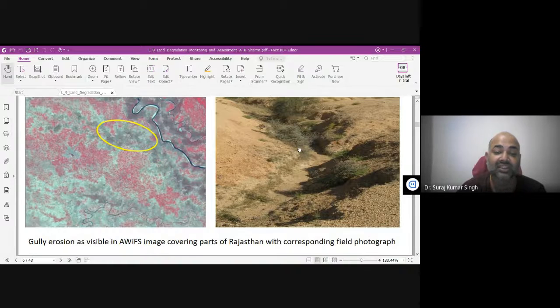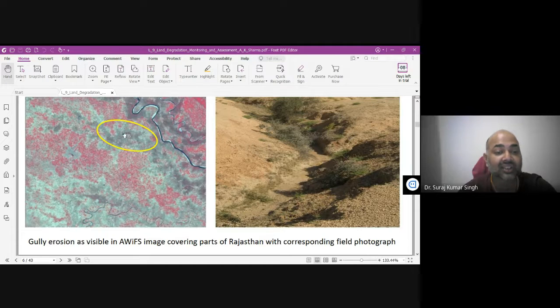So you can see these gully ravines, how they will be seen in satellite images and how they will be seen on the ground. You can see gully erosion as visible in an Advanced Wide Field Sensor image, that is a satellite image covering parts of Rajasthan, with a corresponding field photograph. So you can see how these features are seen.